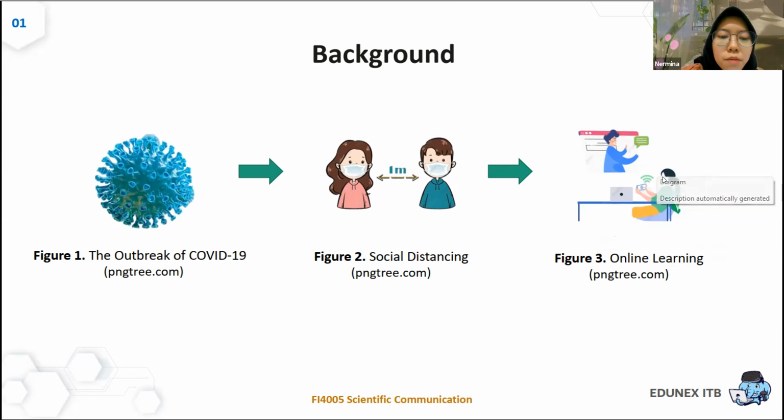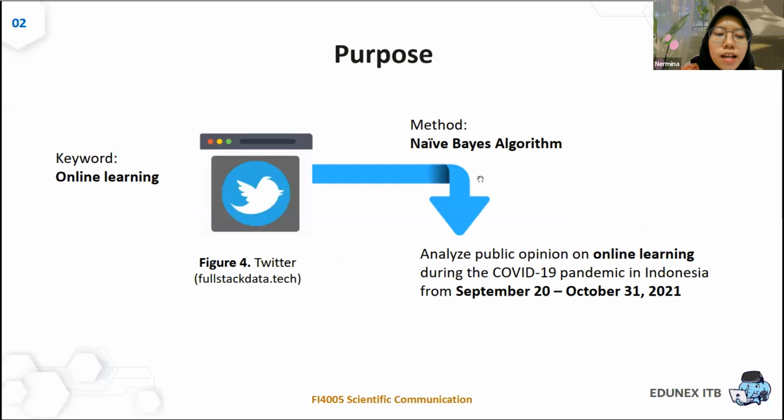However, online learning became controversial because it needed adaptation. Differences in infrastructure, connection quality, device use, and the high cost of internet quota are the main obstacles. Next, this study analyzes public opinions on online learning during the COVID-19 pandemic in Indonesia from September 20 to October 31st, 2021. This research study used the keywords online learning on Indonesian tweets, which were pulled from Twitter and processed by the naive Bayes algorithm.